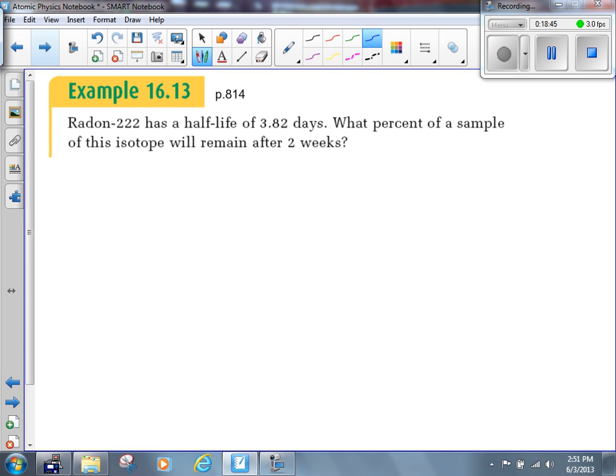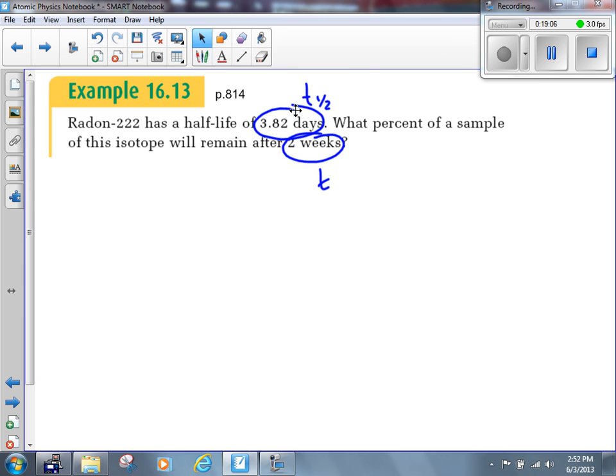Let's take a look at this one, okay? 16.13 on 814 says radon-222 has a half-life of 3.82 days. What percent of this sample of this isotope will remain after 2 weeks? This is going to be our time, how much time has gone by, our half-life being 3.82 days. I'm going to circle the units there, both days and weeks, not because either one of them is wrong. I can use whatever unit I want for time as long as I'm consistent. I just need to circle both of those to remind me to make them consistent.